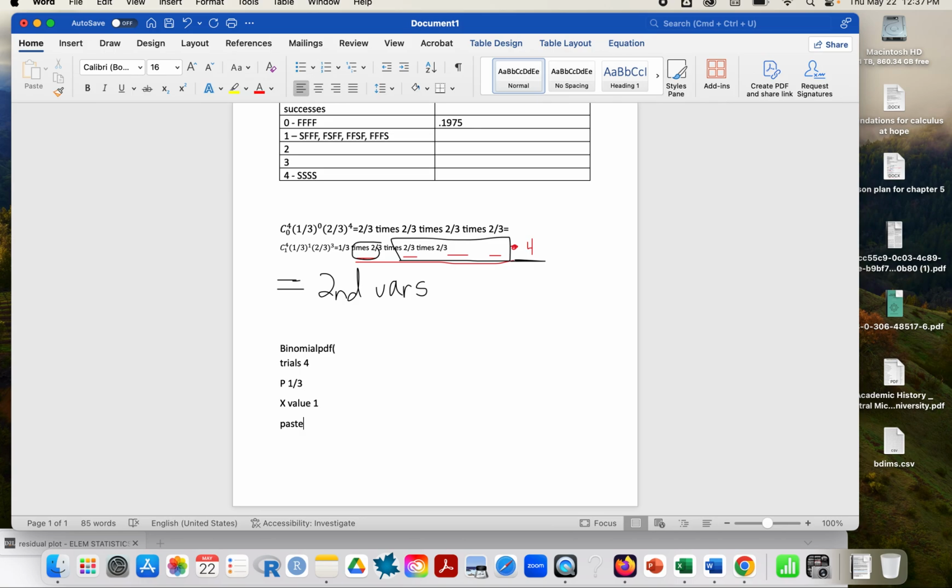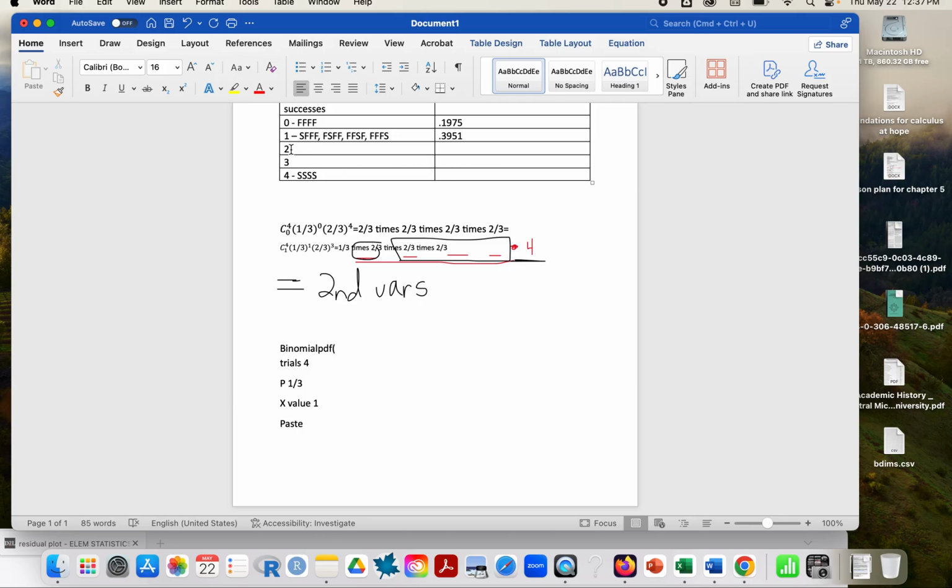Anyways, so I have the 4, I have the 1/3, and then I have the X value being 1. You hit paste on your calculator, and then you have to hit enter again, and you're going to get a value equal to, I'll just pop it up here, 0.395. And I'm going to round up to 1 because it's really 0.6, but I'm going to keep it at 4 decimal places. So I've rounded to the 4th decimal place.